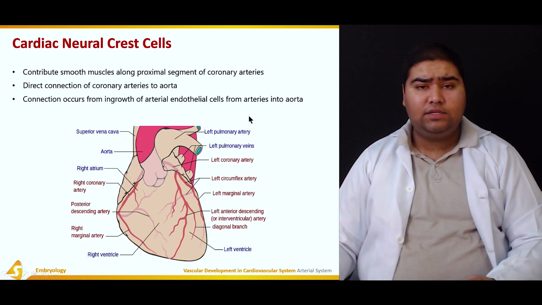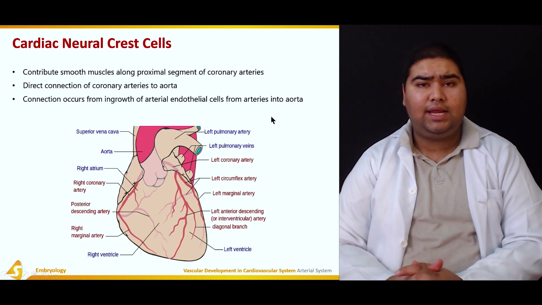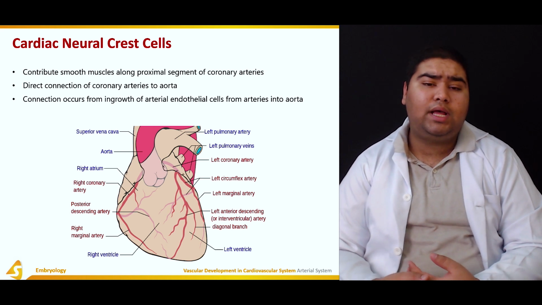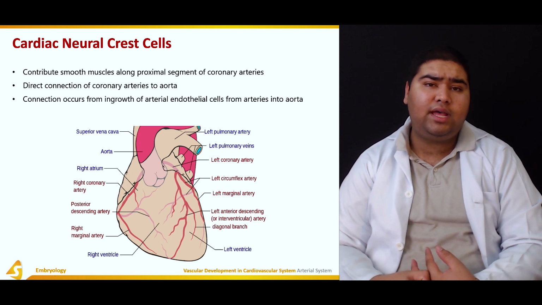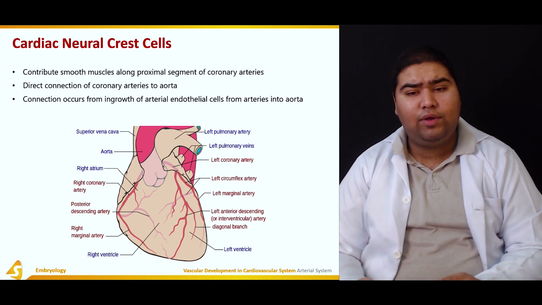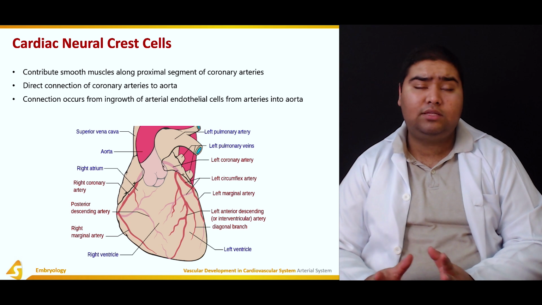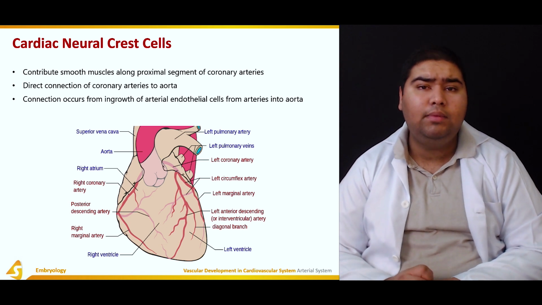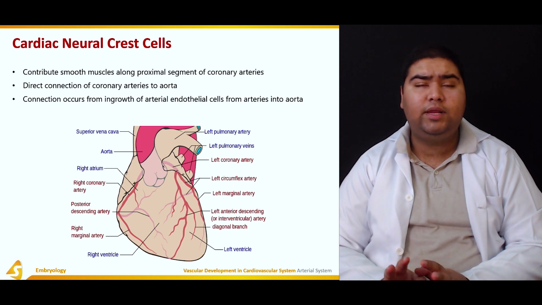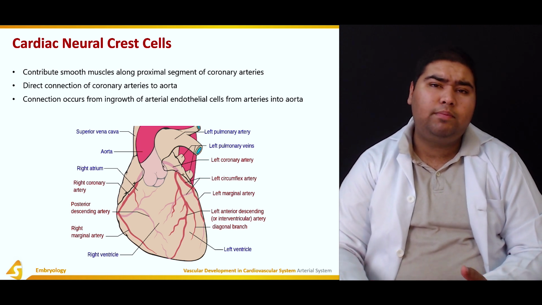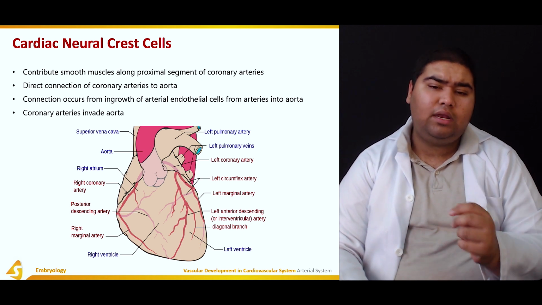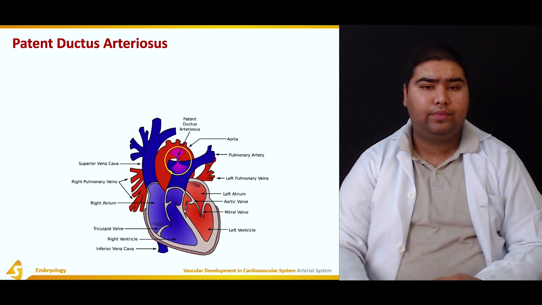The connection occurs from the ingrowth of arterial endothelial cells. This is peculiar because now the connection with the aorta occurs by ingrowth. That is, the cells of the arterial endothelium now grow inward, and they proliferate into the aorta, thereby invading it and forming a connection with it.